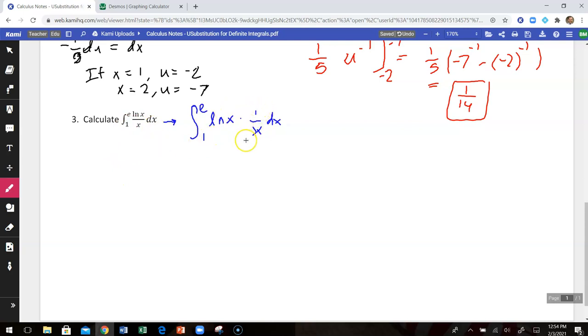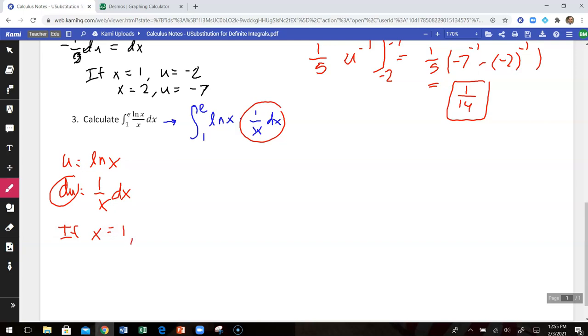And I see that this 1 over x is the derivative of the natural log of x. So if I let u equal the natural log of x, then du is going to take care of everything else. The derivative of natural log is 1 over x and then dx, so I'm going to replace all of that with just du. And then we'll change our bounds. If x is 1, u is, well, what is the natural log of 1? That is 0. If x is e, then u is the natural log of e, which is 1.